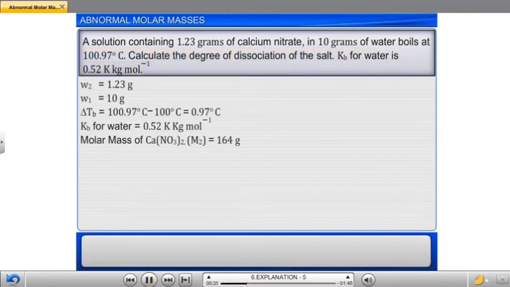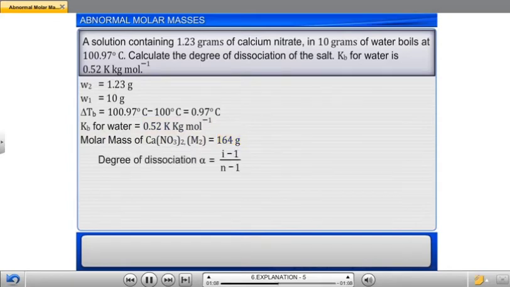The first step is to list the given variables. W2 is equal to 1.23 grams. W1 is equal to 10 grams. Delta Tb is equal to 100.97 degrees centigrade minus 100 degrees centigrade, which is equal to 0.97 degrees centigrade. Kb for water is 0.52 Kelvin kilogram per mole. Molar mass of calcium nitrate, M2, is equal to 164 grams.